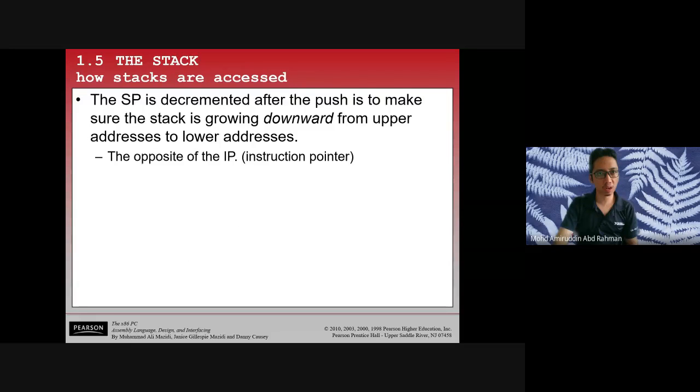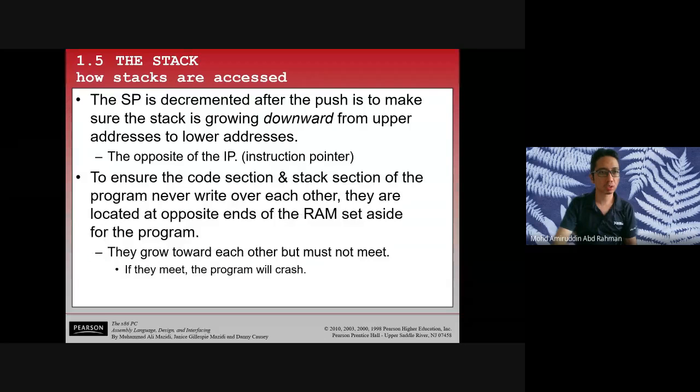The SP is decremented after the push to make sure the stack is growing downward, from the upper addresses to the lower addresses, the opposite of the instruction pointer. To ensure that the code section and the stack section of the program never write over each other, they are located at the opposite ends of the RAM set aside for the program. They grow toward each other but must not meet. Of course, if they meet, the program will crash because you would be using a memory location that has already been used by other instructions.